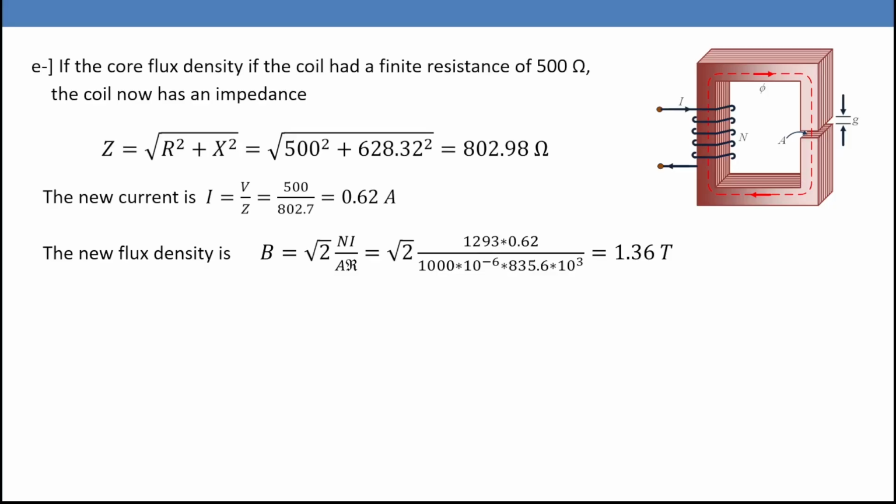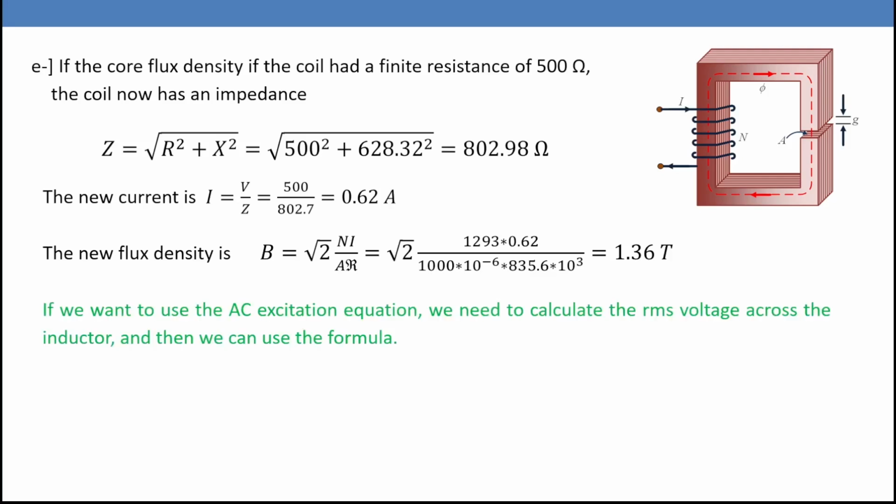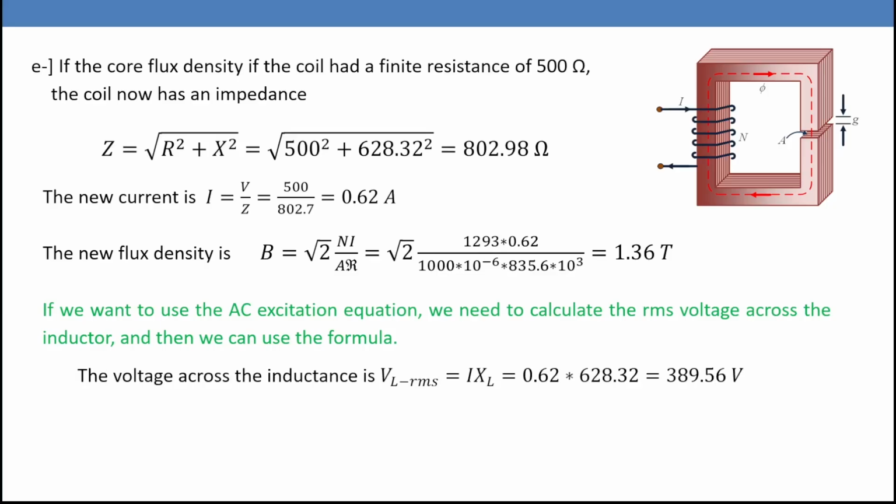Can we use the AC sinusoidal excitation equation? In this case, you need to calculate the voltage across the reactance only. So, if we want to use the AC excitation equation, we need to calculate the RMS voltage across the inductor, and then we can use the formula. So, how are we going to calculate it? Voltage across the reactor will be the current multiplied by the reactance. So, the voltage now will be 389.56 volt. So, the 500 volt will be applied to the RL.